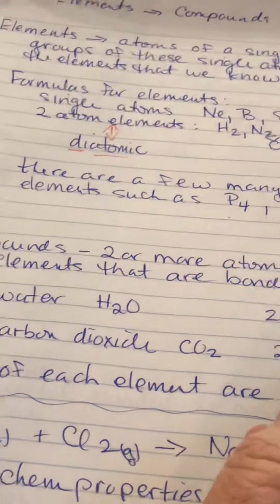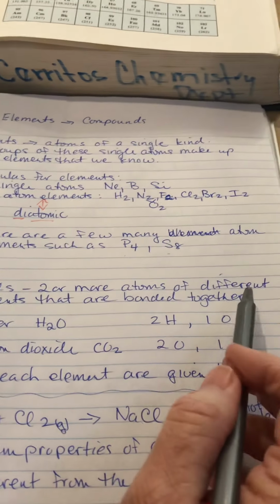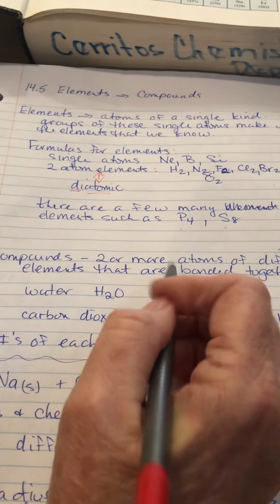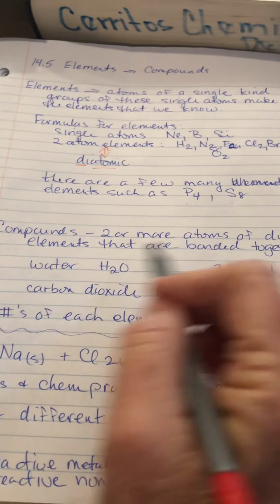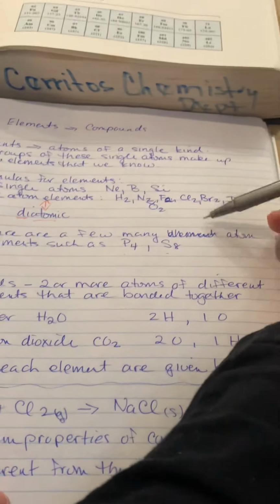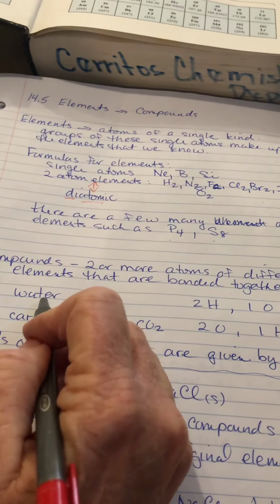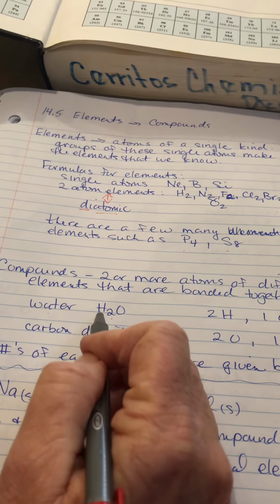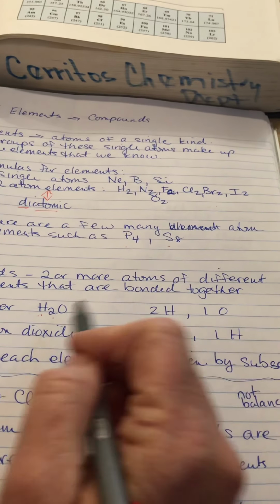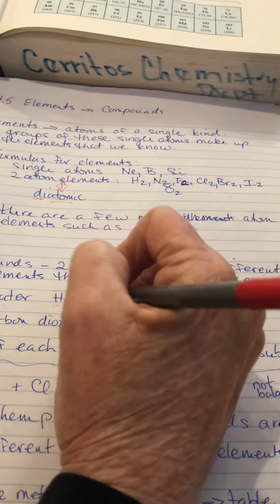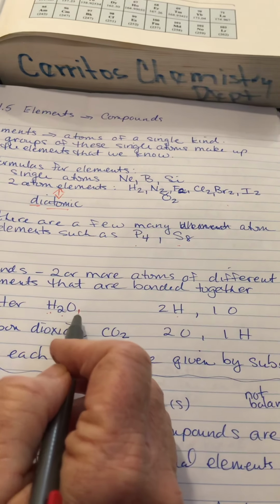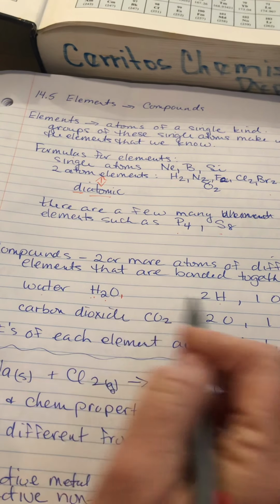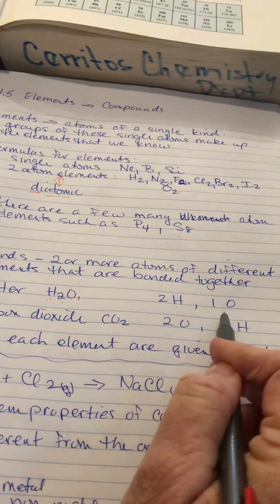Compounds are 2 or more atoms of different elements that are bonded together. So it isn't just 2 or more atoms, they have to be of different elements. Okay, so for instance, water has a formula H2O. This subscript 2 is telling us that there are 2 hydrogens. There's an understood subscript of 1 by the oxygen. We don't write it down, but if you see the symbol and no subscript, it means there's 1 of them. So H2O means 2 hydrogens and 1 oxygen.